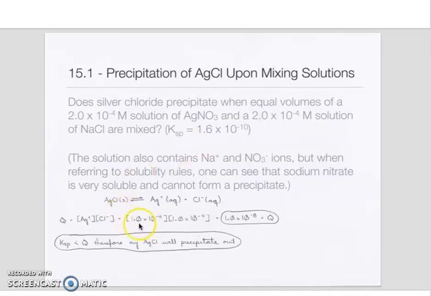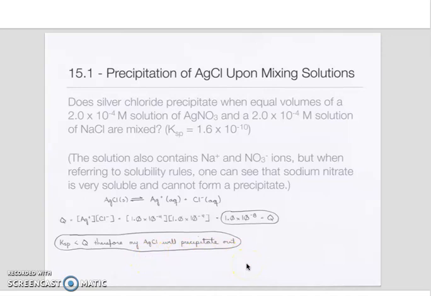So the concentration of my silver ion is actually 1 times 10 to the negative 4. And the concentration of my chloride ion is also 1 times 10 to the negative 4, since I've diluted those samples upon mixing. Once I multiply those two values, I find that my reaction quotient is 1 times 10 to the negative 8, and I can compare it to my Ksp. My Ksp is less than my Q value, therefore my silver chloride will precipitate out.